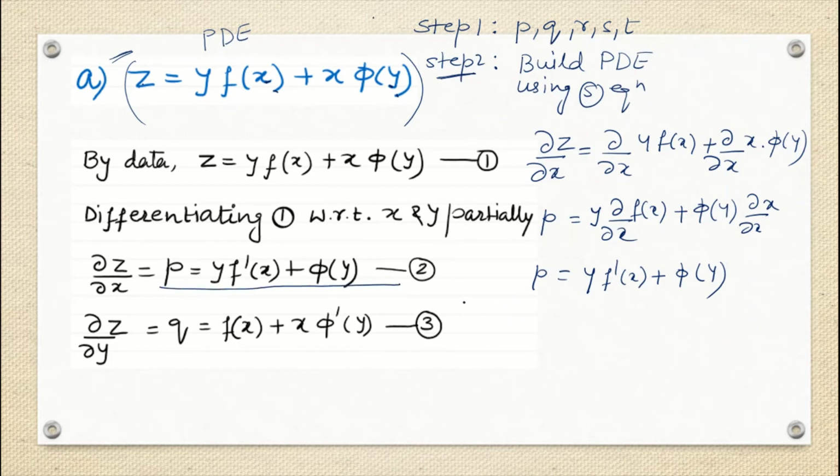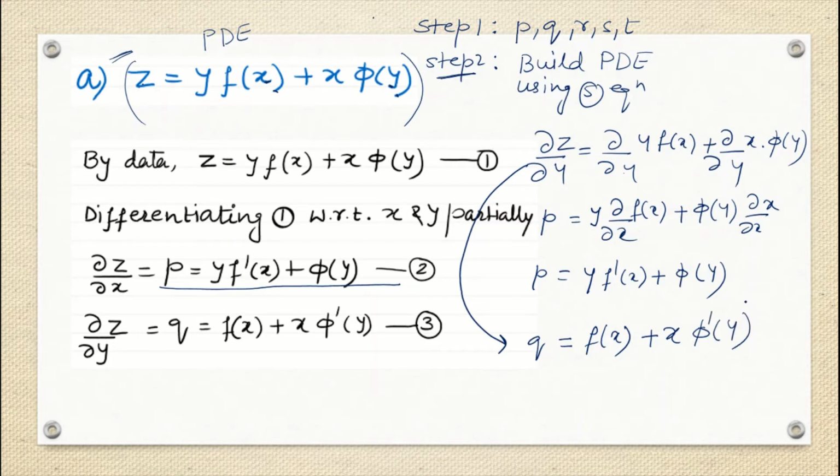Okay, now how to partially differentiate with respect to y? So what I'm going to do here, instead of x I'm going to write y. Okay, so in that case what will happen? So del by del y of z is q. Q equals, this function x is constant with respect to y, plus x is constant with respect to y, and then phi dash y. Is that okay if I'm finding it in this fashion? Okay, so now we got my p also, we got my q also. That means I am done with PQ. Now I have to find RST.